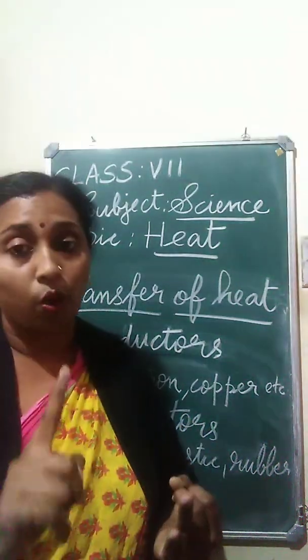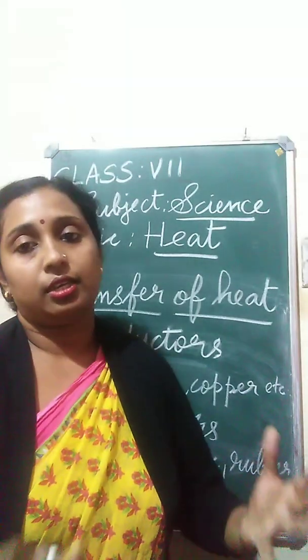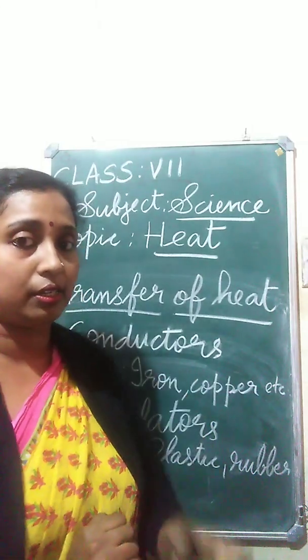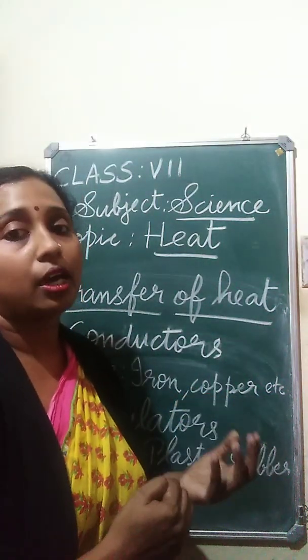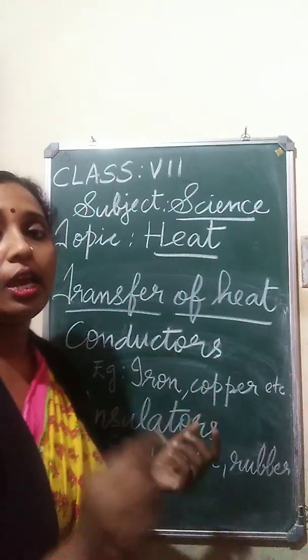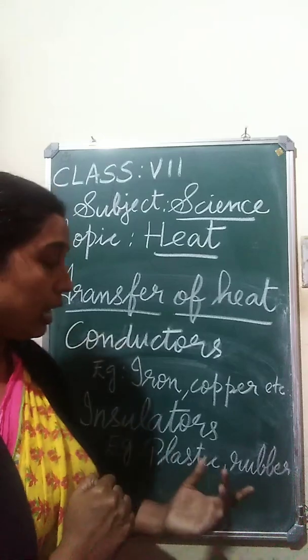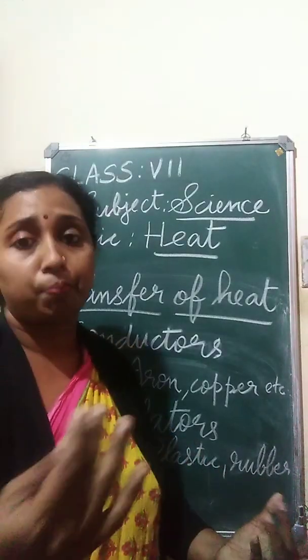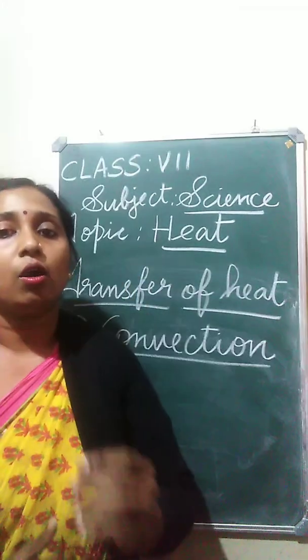So, two terms: what are conductors, and what are insulators? The materials which allow heat to pass through them are called conductors, and examples are iron, copper, aluminum, gold. The materials which do not allow heat to pass through them are called insulators, and a few examples are plastic, rubber, paper.